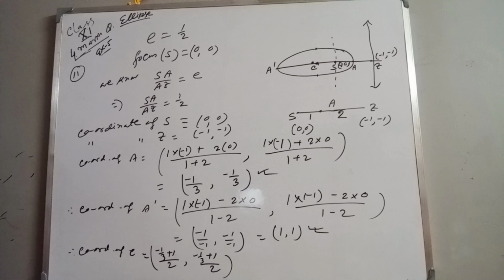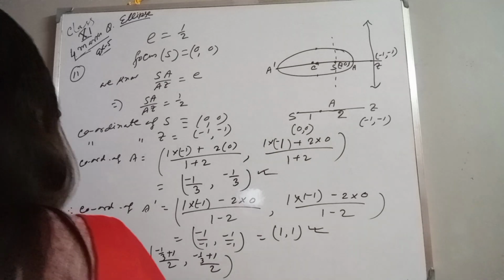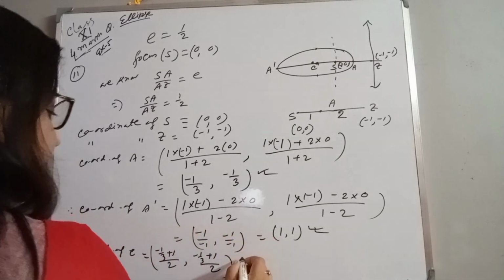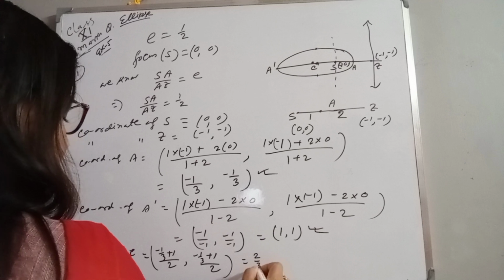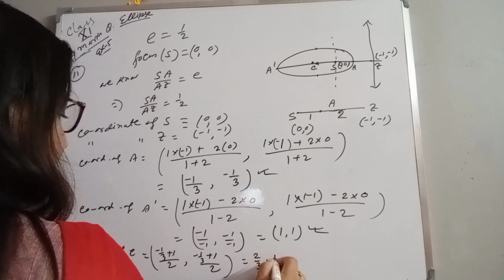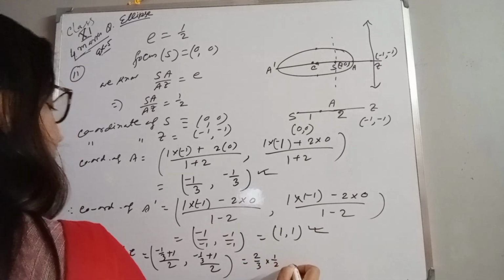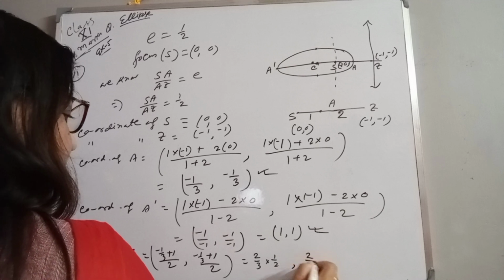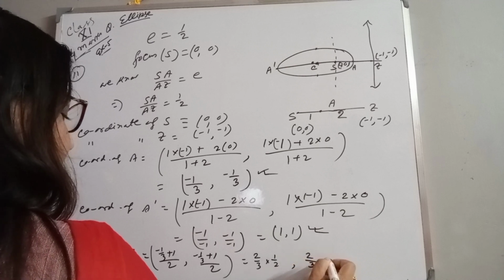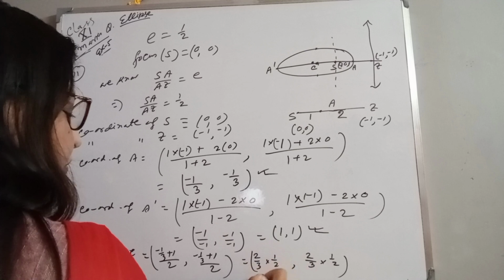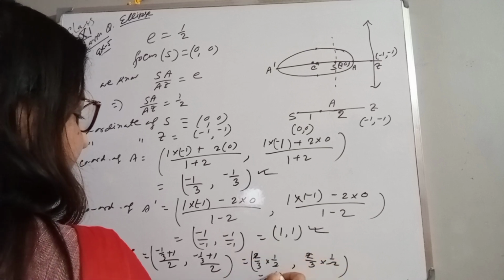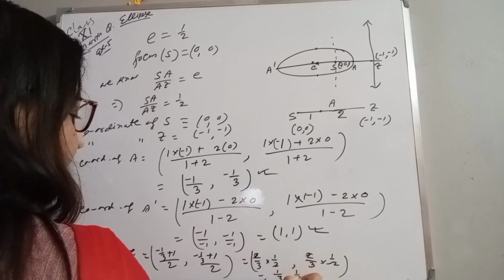3 minus 1 gives us 2, so 2 by 3 by 2. 2 by 3 by 2 is coming 2 by 3 into 1 by 2, which is 1 by 3. And here also the same thing: 2 by 3 into 1 by 2. So the 2s cancel, and it is coming 1/3 comma 1/3.